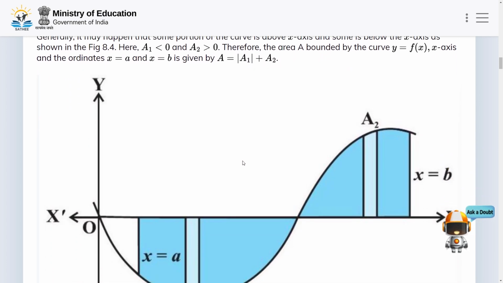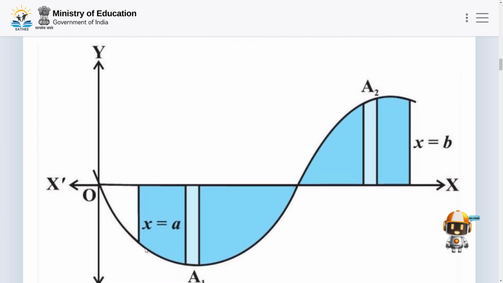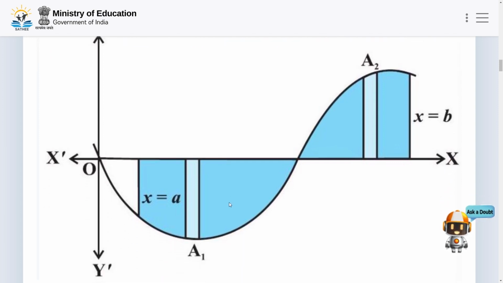Or in a general way, suppose you have a curve like this one. Then you have to find your area under the curve from x equals a to x equals b, surrounded by what region? x equals a, x equals b, this curve and the x-axis. So you will get these two blue colored regions.